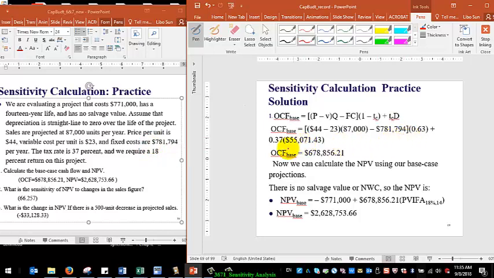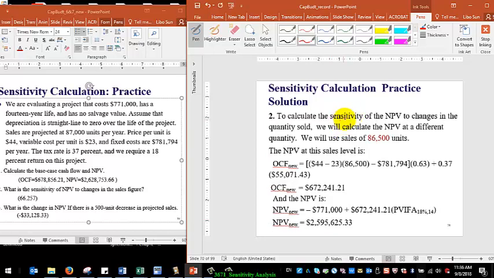The tax is 37%. For annual depreciation, we use initial cost 771,000 over 14 years. Those give us annual depreciation of $55,071. So the operating cash flow at base case is 678,856. It's a 14-year project. Net present value overall is the initial machine cost plus the OCF over 14 years. That's it. So we got the net present value at base case.